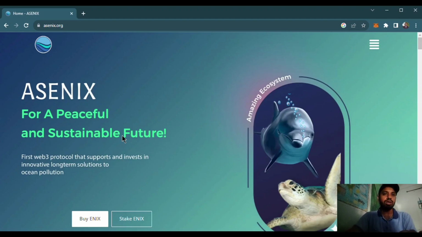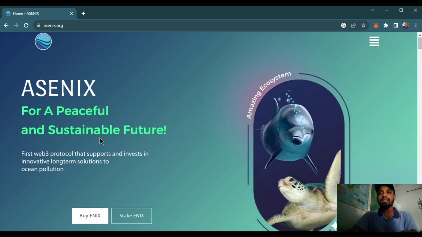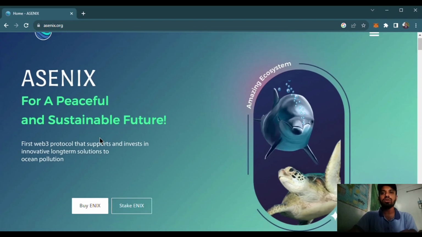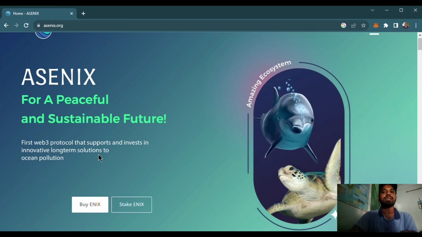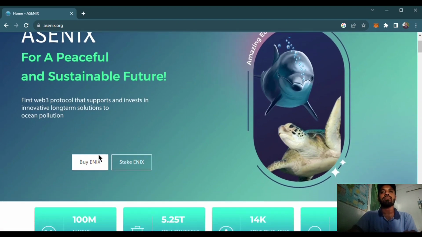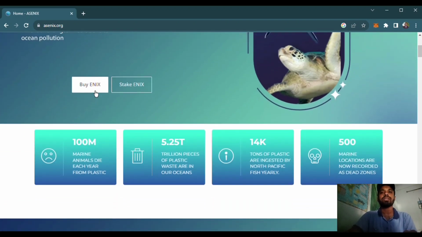First, we will know what is ASENIX. ASENIX is a fast Web3 protocol that supports and invests in innovative long-term solutions to ocean pollution. ASENIX is for a peaceful and sustainable future. You can buy ASENIX from here. This is the ANIX token, and you can also stake this. What will they provide?